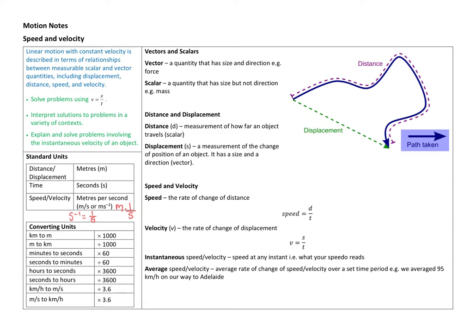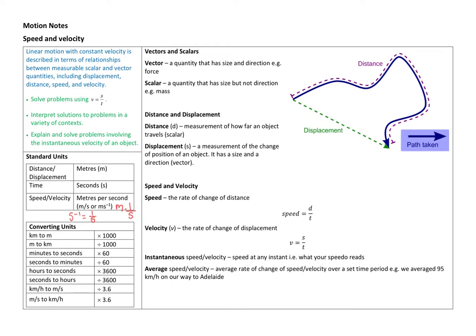Also, need to be comfortable with converting units. Now, I always hope that this is a skill that students can do probably at about year 6 or 7, but sometimes it still trips us up. If we're converting kilometres to metres, we times by 1,000. There is 1,000 metres in a kilometre. If we're going from metres to kilometres, we divide by 1,000. 1,000 metres equals 1 kilometre.